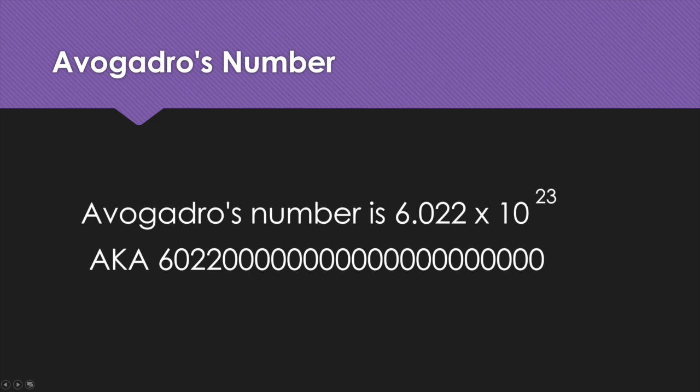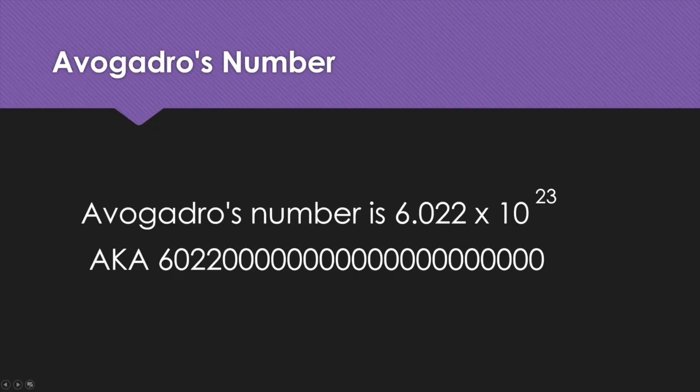Avogadro's number, which is 6.022 times 10 to the 23rd power, also known as 6022 with 20 zeros. Avogadro's number is a way of measuring the mass of tiny little atoms and molecules in grams. So basically, Avogadro's number is a proportion that relates molar mass on an atomic scale to physical mass on a human scale. Avogadro's number is defined as the number of elementary particles, in other words, molecules, atoms, and compounds, in a mole of a substance.